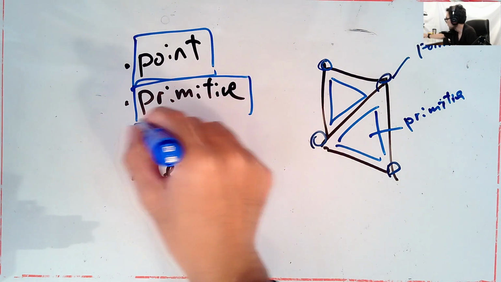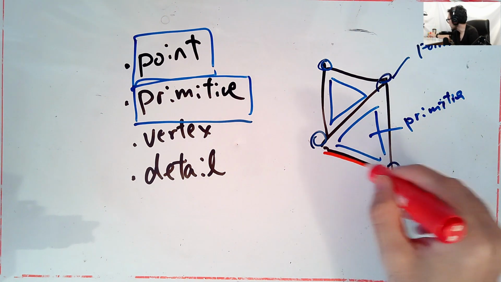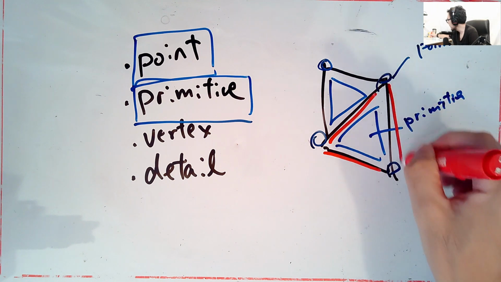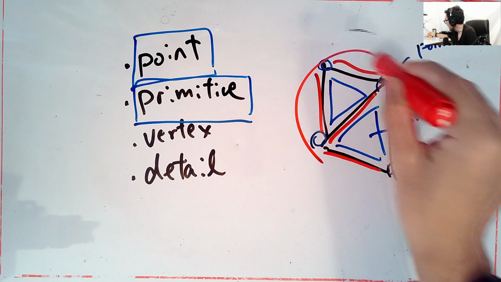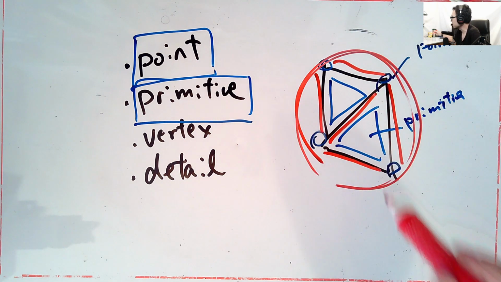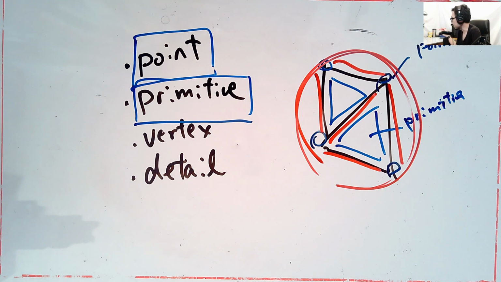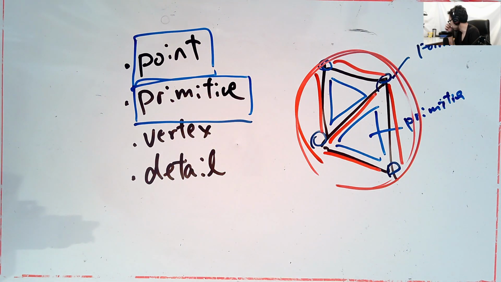This primitive attribute can also be stored on things other than faces. In some cases, you can treat each of those edges as a primitive, or in some cases you can call the whole geometry, like a mesh, a single primitive. So this primitive attribute can be very versatile, so remember that one.